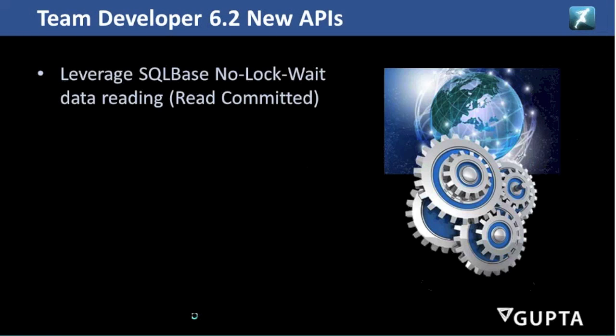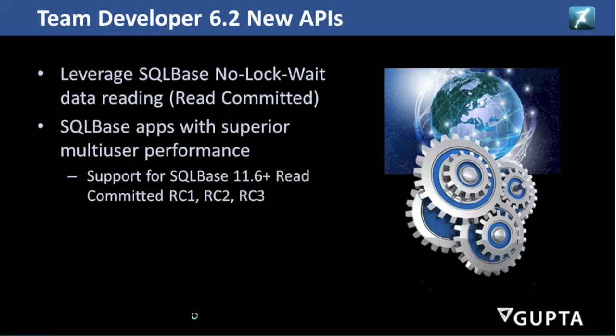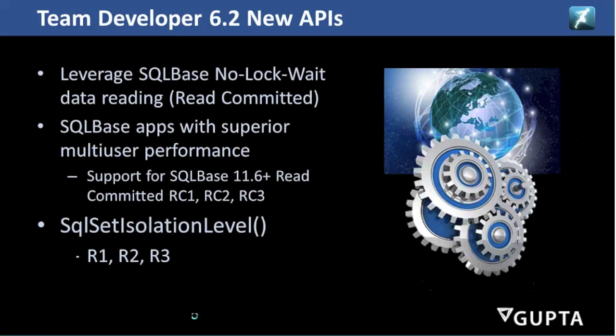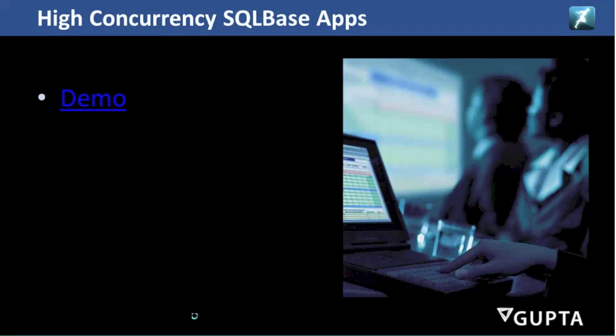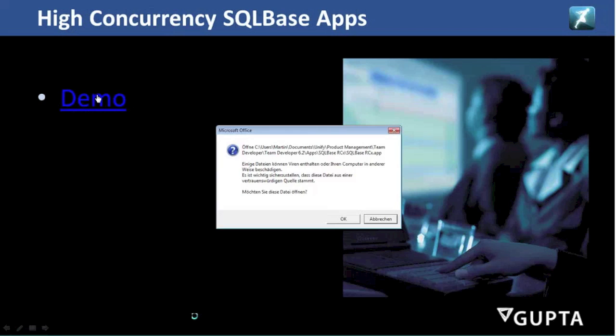New APIs. With Team Developer 6.2, you can now leverage the SQLBase no log wait data reading. The isolation level is called read commit. You get superior multi-user performance because nobody needs to wait for Xlogs to be released anymore. And there are 3 sub-isolation levels of those, which are SQLBase RC1, RC2, and RC3. And all those do work with Team Developer 6.2 now. Here's a demo of that.